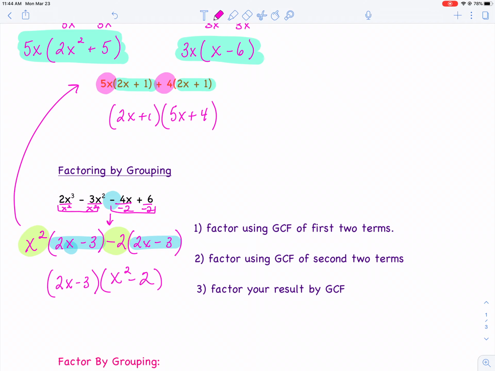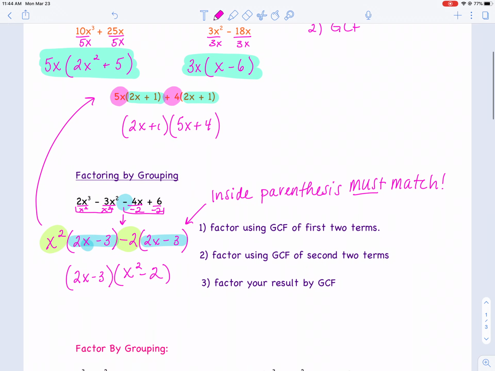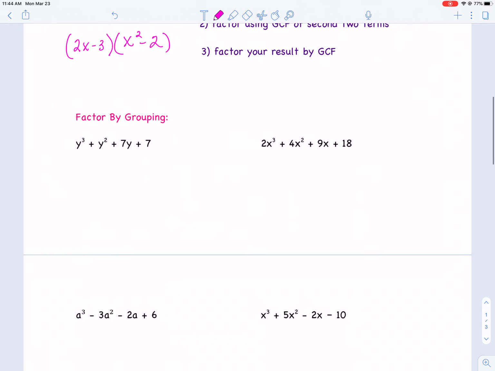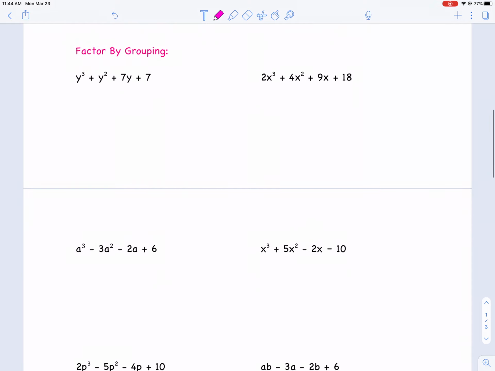So we found the GCF of the first two terms, the GCF of the second two terms. If you're doing it correctly, that means your two pieces in parentheses must match. I'll write a note. Inside parentheses must match. If they don't match, you did it wrong. It's a great way to tell whether you're doing it correct. When they match, it comes down as one of your factors, and your other two pieces work together to build your other factor.